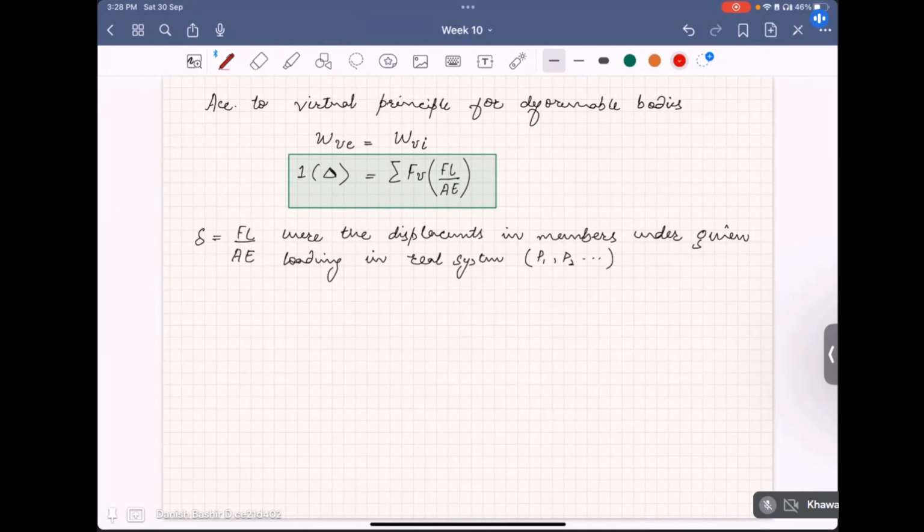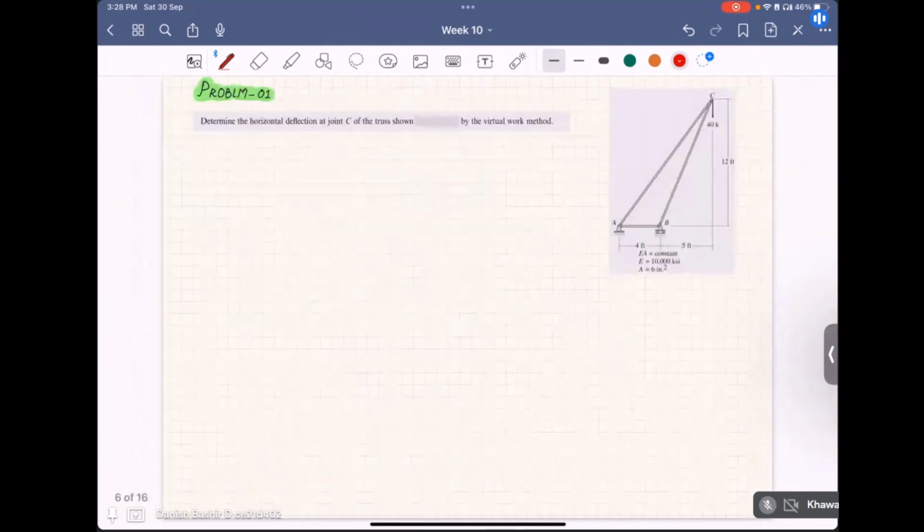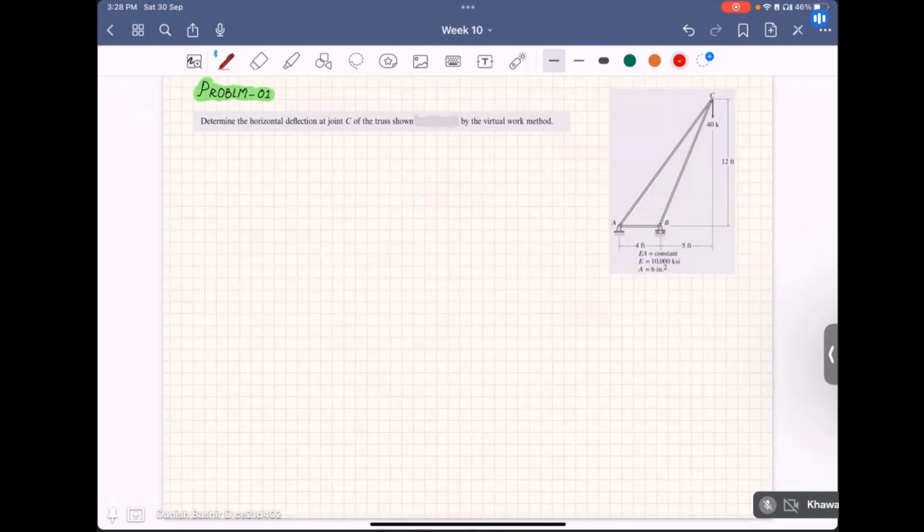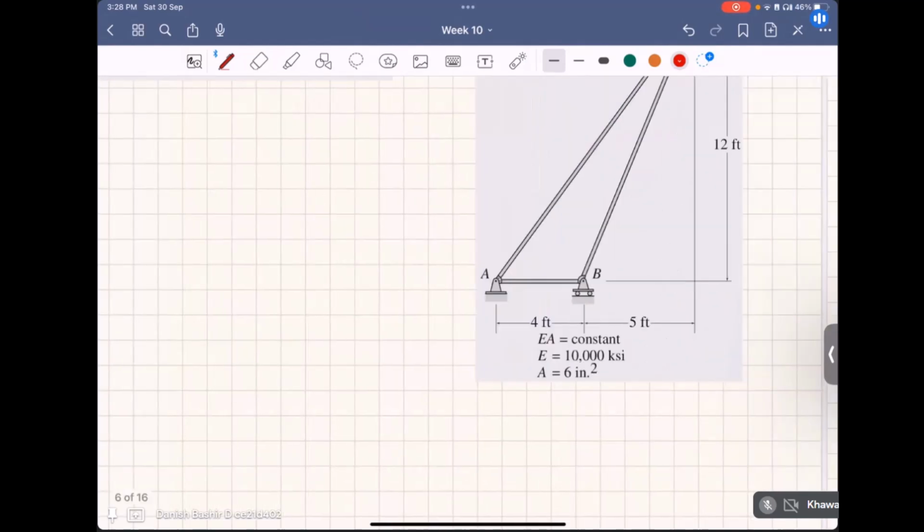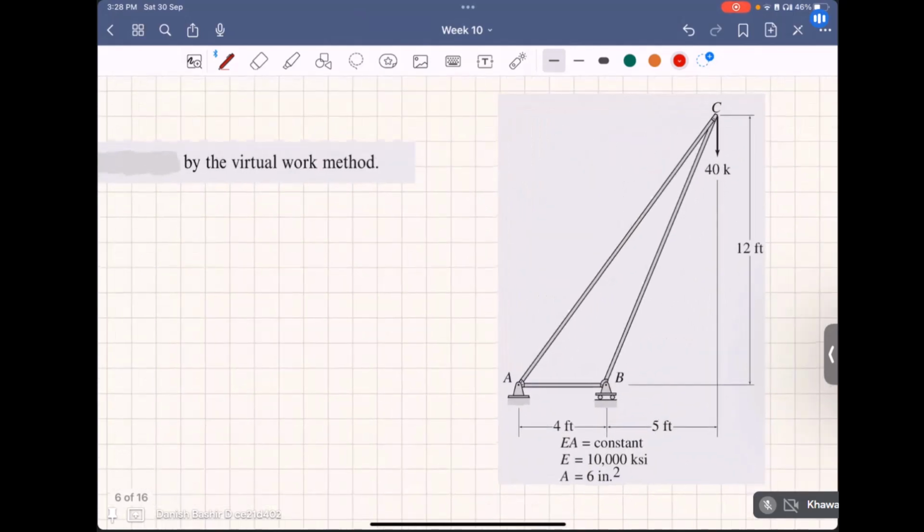Now moving forward, based on the same principle, we will solve one numerical problem. In this numerical problem, we have to determine the horizontal deflection at joint C of the truss shown, by the virtual work method. So I will just enlarge it for you. So we have a truss with joints A, B, C. There is a 40 kilonewton load acting at joint C in the downward direction.